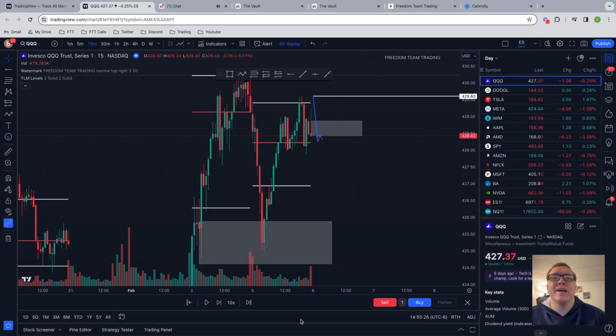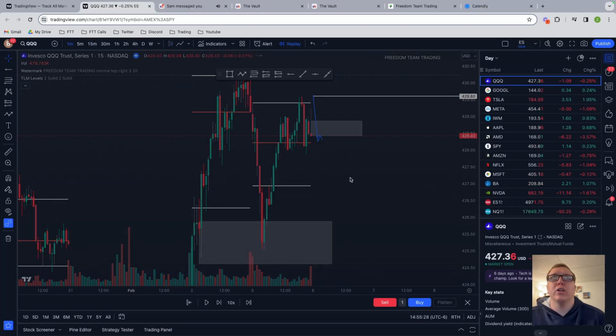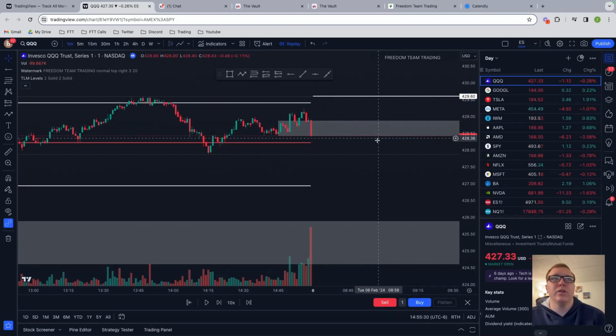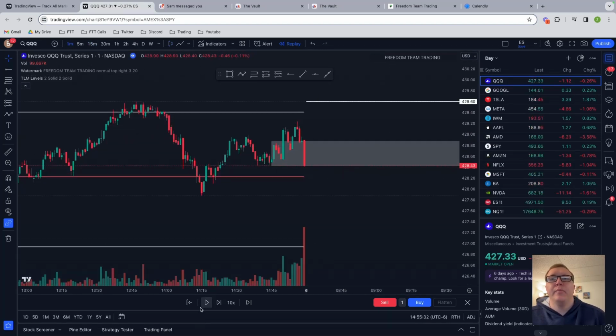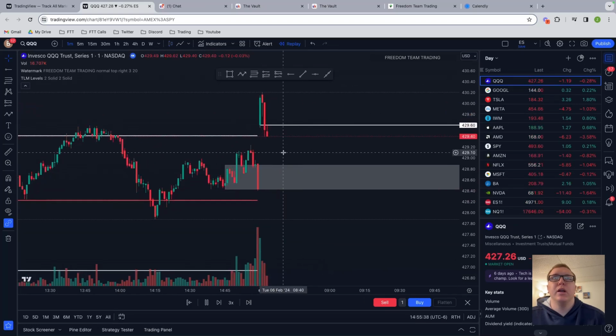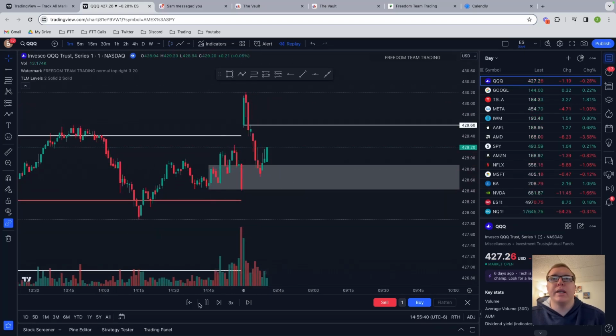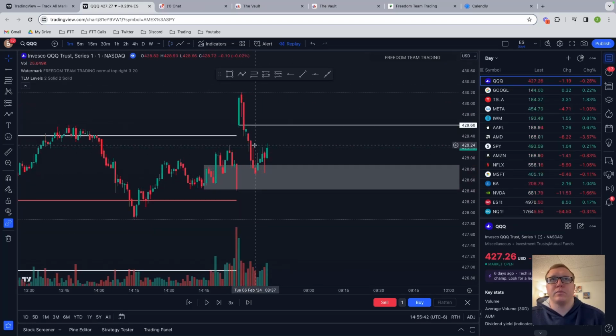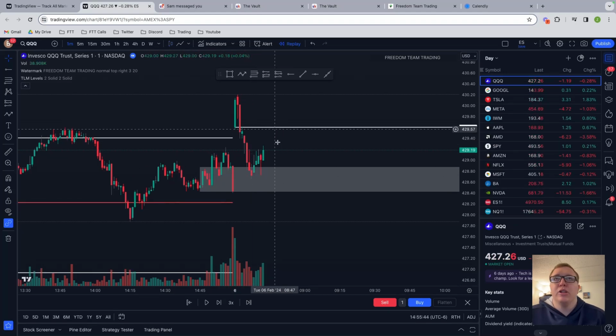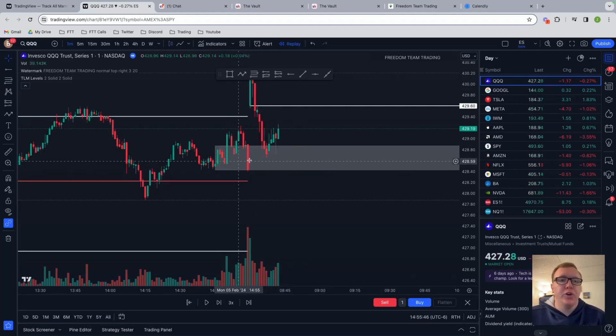So once it does open, we can look down at a lower time frame. We're able to see that. Once the market opens, let's just watch it together. We obviously open up outside, come inside, and then again, just wait for my low to be taken out.